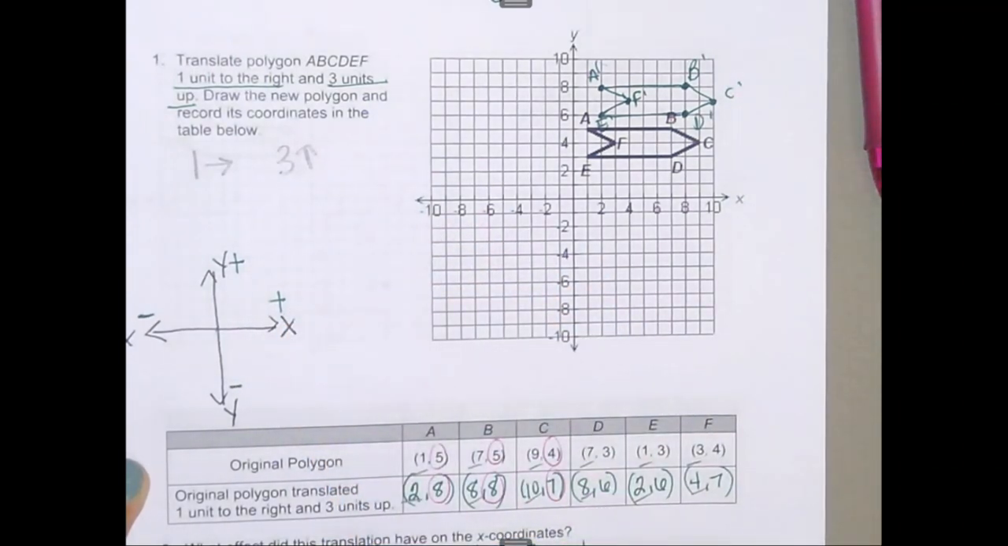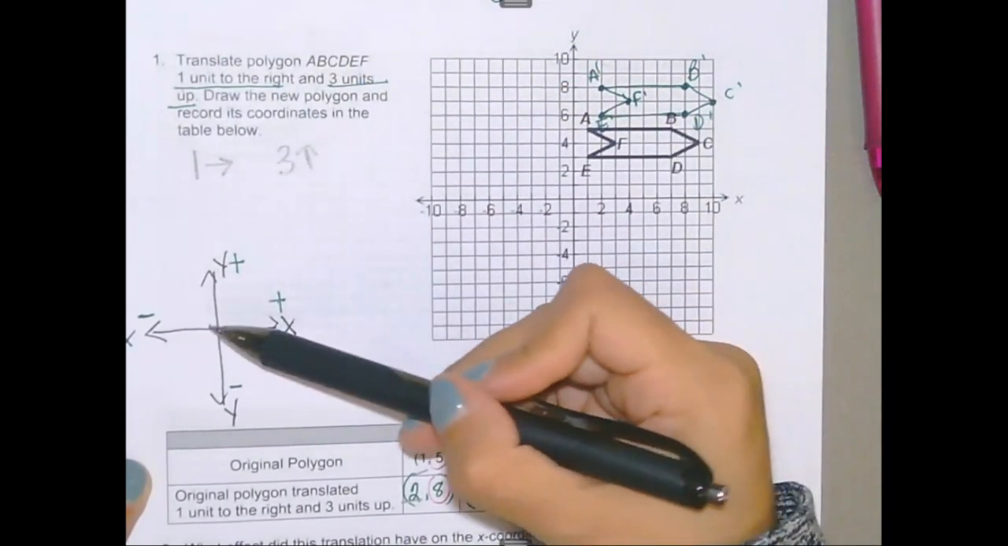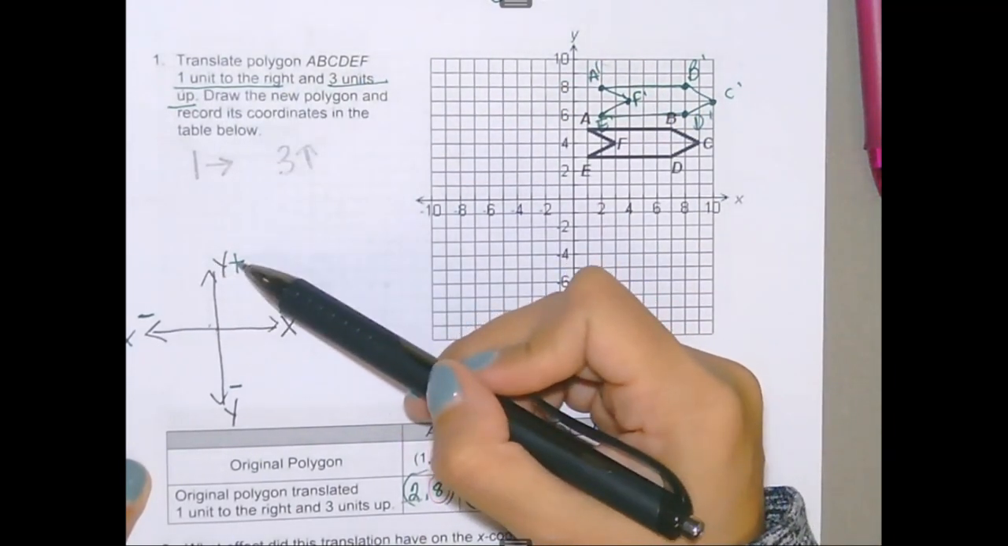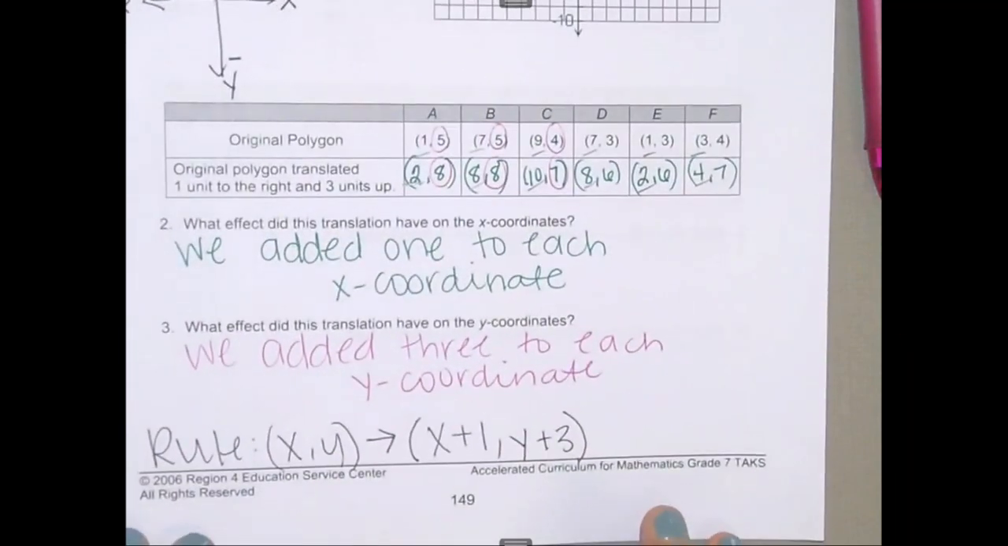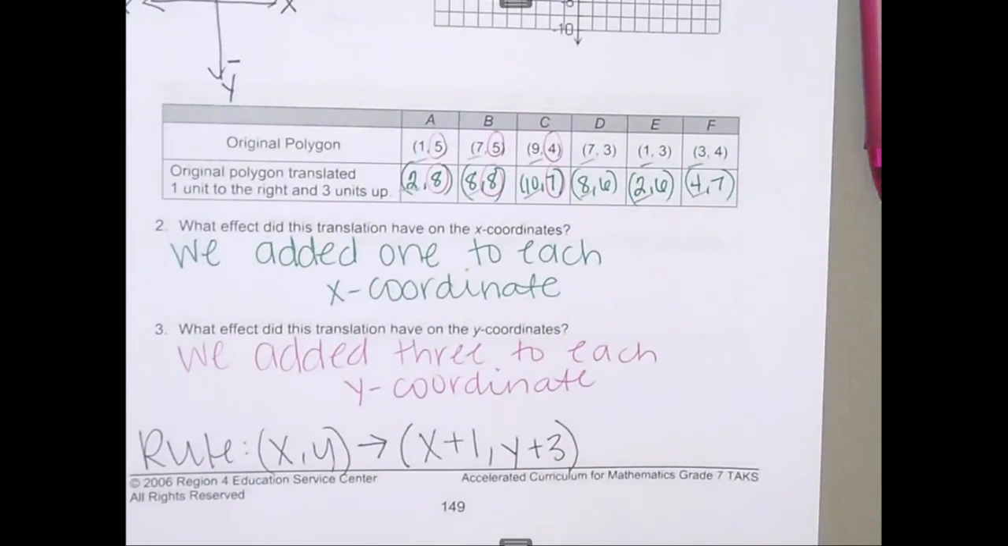So for this rule, it said to the right 1. So when we go to the right, that's an x plus, and then we went to the right 1 time. So x plus 1. 3 units up. When we go up, that's my y. It's also a plus, and we went 3. Y plus 3. So my rule for this translation is x, y turns into x plus 1, y plus 3. Make sure you have all these notes written down.